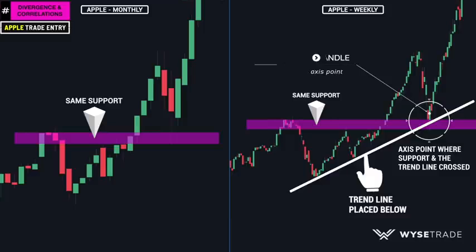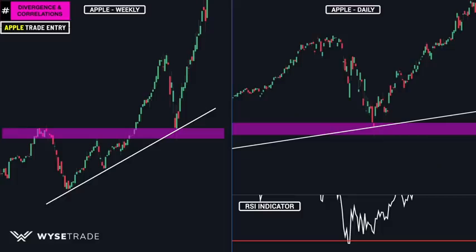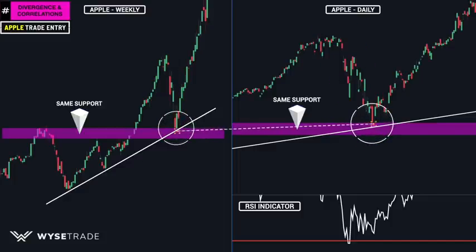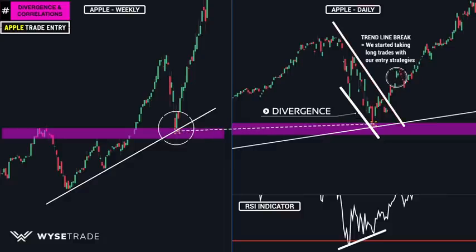So both the weekly and monthly are confluent, but we need to look inside of this downtrend for a trend change in order to confirm it is over. So let's pull up the daily. Same key level, same pullback. This area here is this same area here. Now on the daily, you also had great divergence right at this key level. Trendline placed above. And once you had your breakthrough, you would look for trade entries long through the lower time frames using our entry strategy.